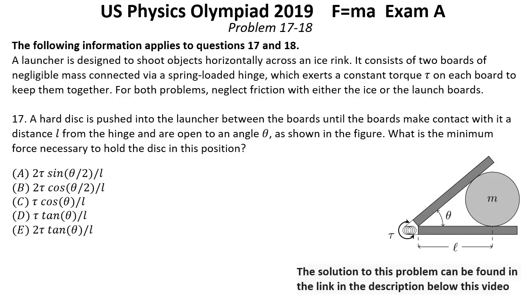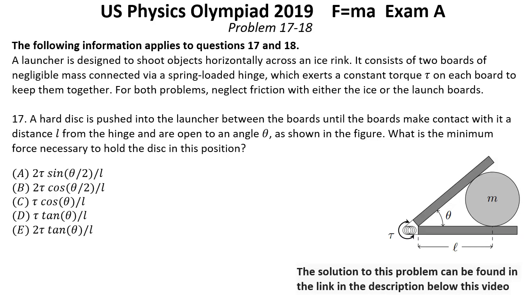Problem number 17. A hard disk is pushed into the launcher between the boards until the boards make contact with it, a distance L from the hinge, and are open to an angle theta as shown in the figure. What is the minimum force necessary to hold the disk in this position? Solution for problem number 17.